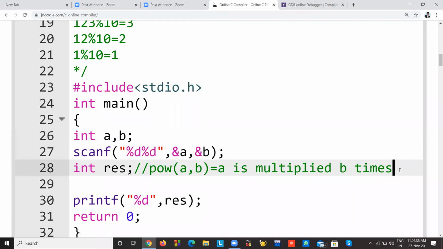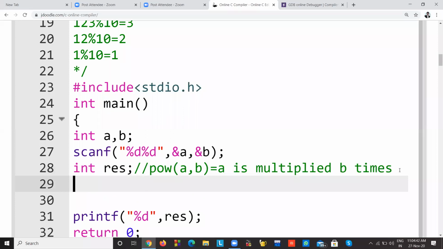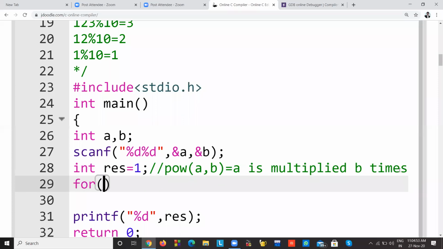What is a power b? A is multiplied b times, right? So without using POW, where do you want to store the result? The res variable, where you want to store it, should be initialized to 1. Let me take another variable i equal to 1. How many times should this loop be repeated? A power b means a is multiplied b times, so the loop should be repeated b times.